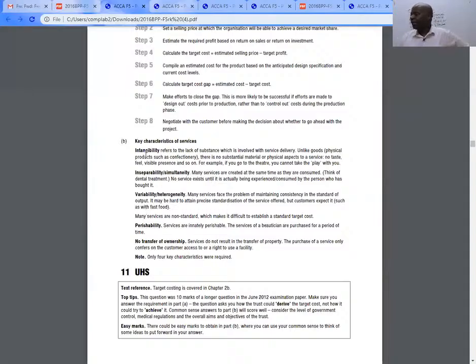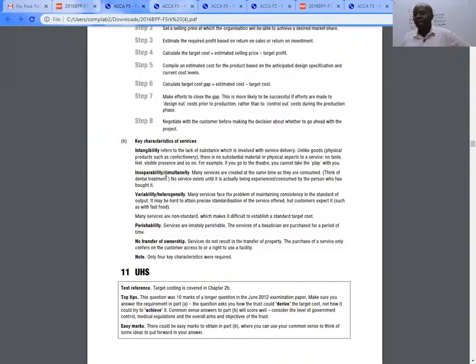Intangibility. Intangibility refers to the lack of substance which is involved with service delivery. Unlike goods, physical products such as confectionery, there is no substantial material or physical aspects to a service, no taste, feel, visible presence, and so on. For example, if you go to the theater, you cannot take the play with you.